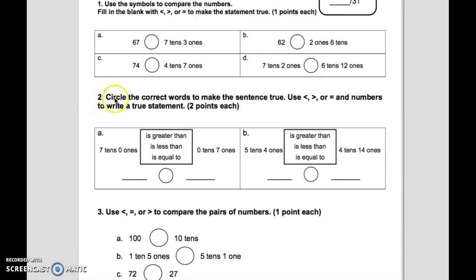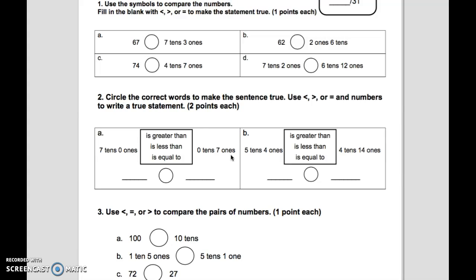Number 2. Circle the correct words to make the sentence true. Use one of these symbols again and numbers to write a true statement. So letter A, looking at this, 7 tens, 0 ones is greater than, is less than, or is equal to. So you're going to circle one of those 3. 7 tens, 0 ones is blank to 0 tens, 7 ones.